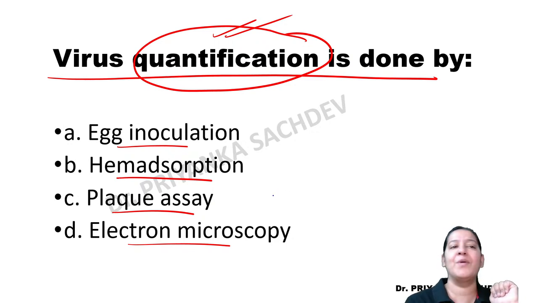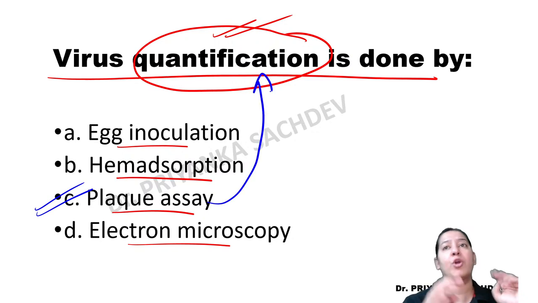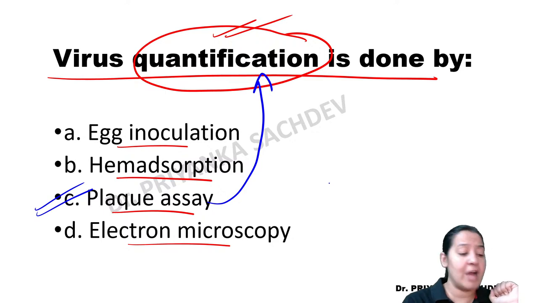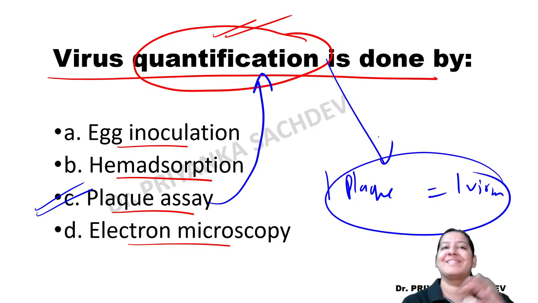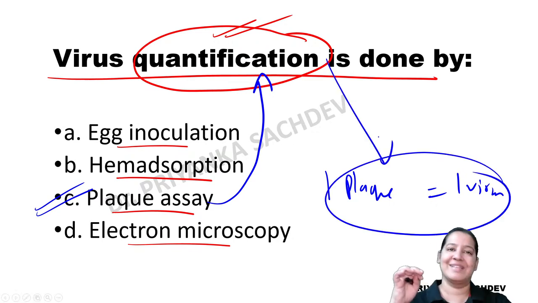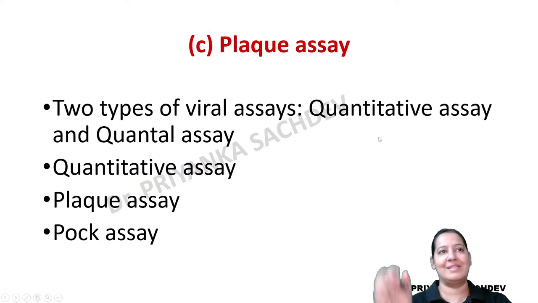Dr. Priya Chauhan, you are absolutely right. So plaque and pock, there are two options, but pock is not given in the options, so go with plaque. Plaque assay is done for quantification of the virus. So how do we do the quantification? One plaque is equal to one virus. That is the exact way of quantifying a virus. Right? Give me a thumbs up. Everyone is right. Very good. So the correct answer here is C.